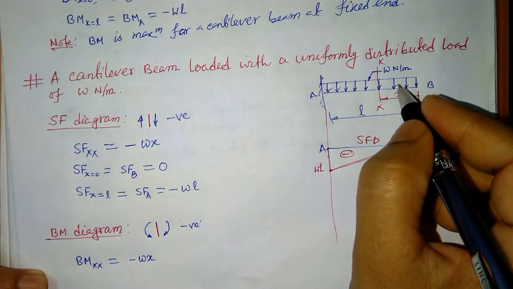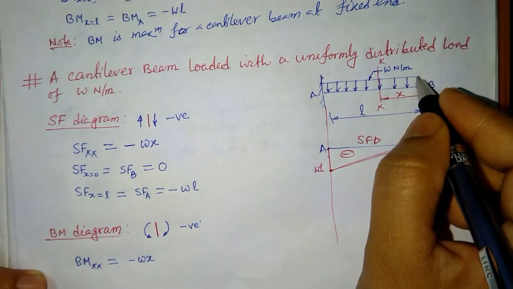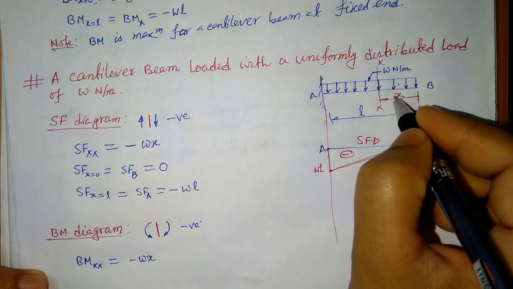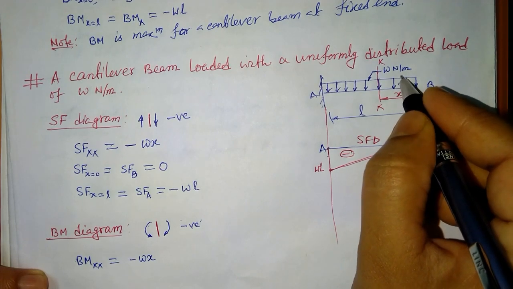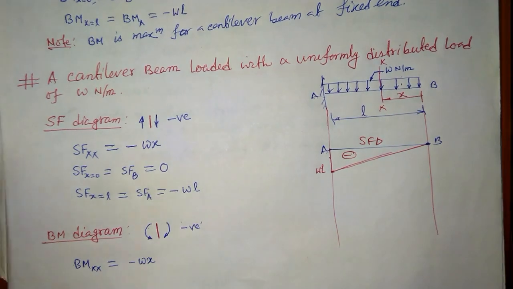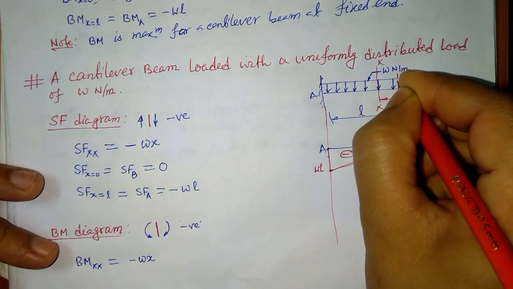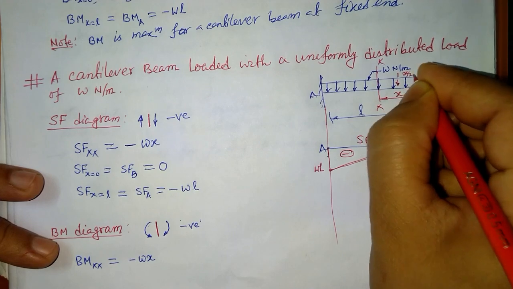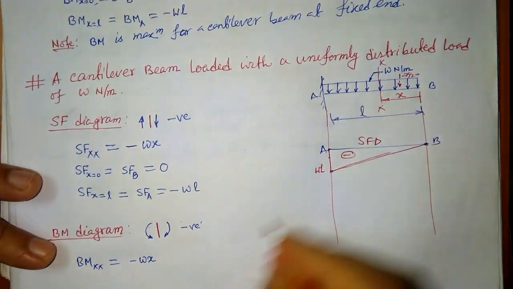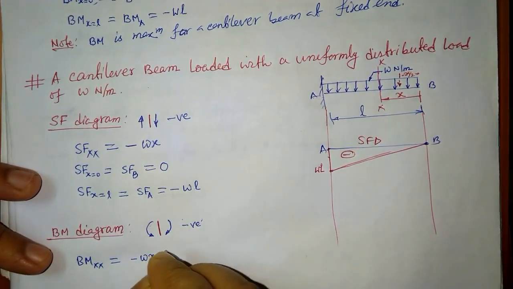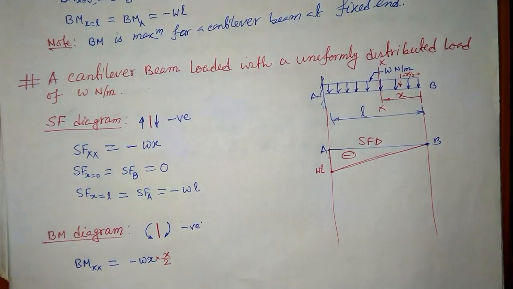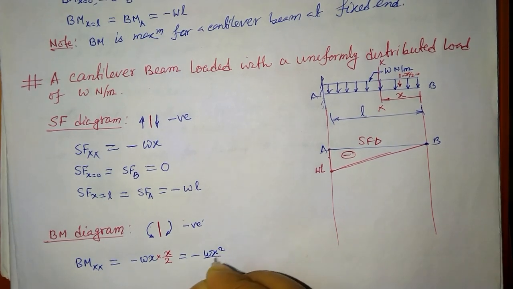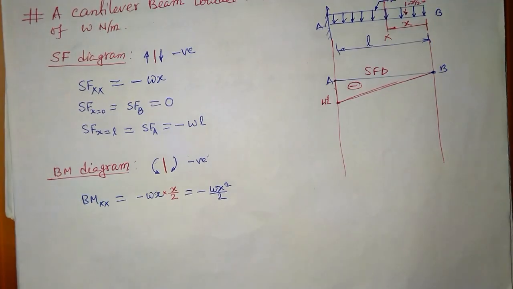So what is the line of action of force? Since this is a rectangular form, the line of action of force is always at the midpoint. So this is our x by 2. This is our virtual line of action of force, and this value will be x by 2. So this is our x by 2 into x by 2, so this is our minus wx square by 2. So this is the bending moment.